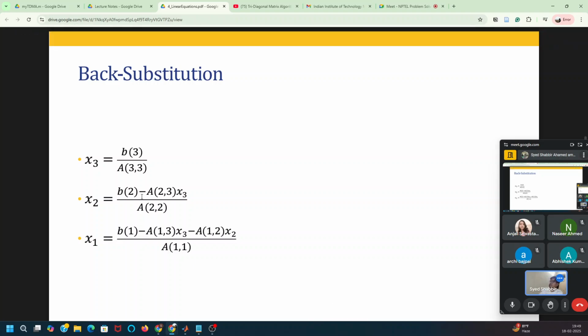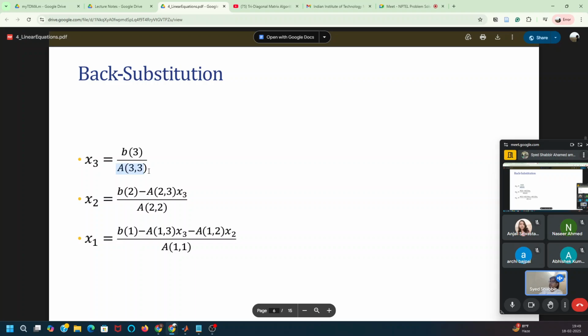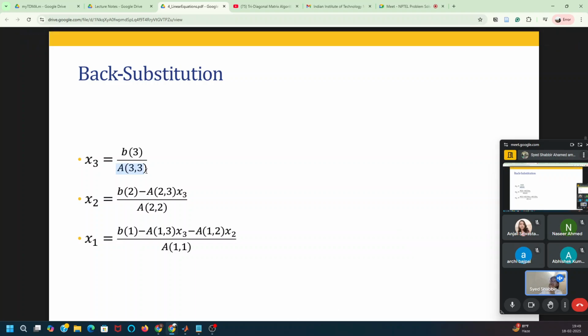If your pivot element is very small, let's say it is zero, it becomes computationally problematic. You will get an infinity answer. So it is not computationally efficient. I don't want infinity to occur.